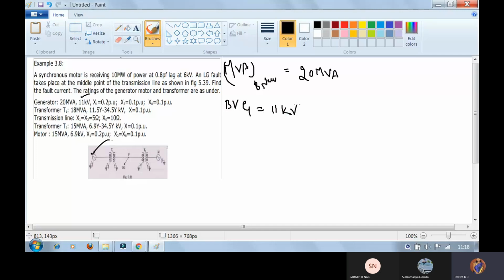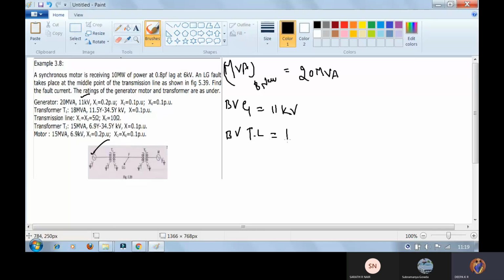Okay. Next, we need to find out the base voltage of the transmission line. So for the transmission line, we need to calculate, right? Base voltage of transmission line, I'll write it as TL, transmission line. You can consider the LV side or HV side. So I will take LV here.